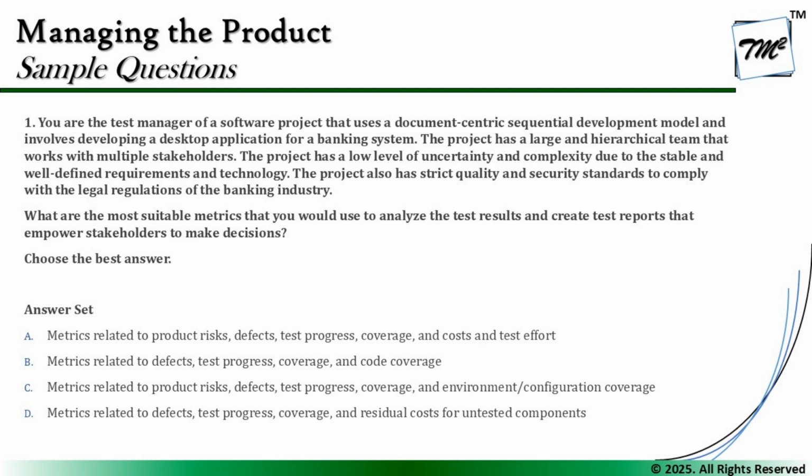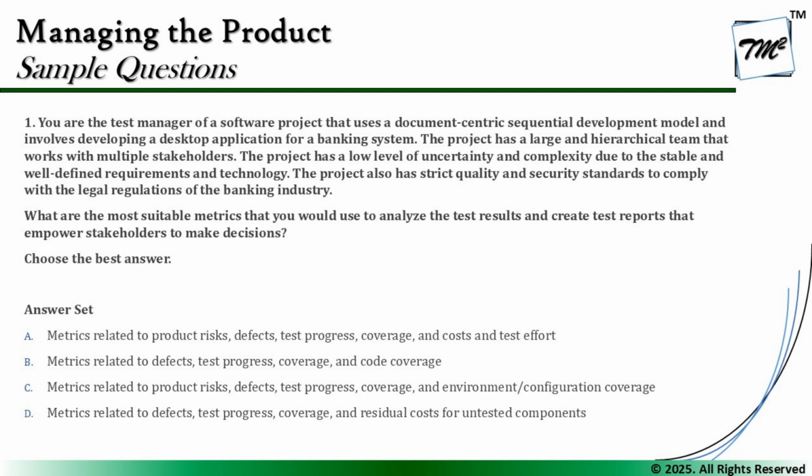Metric related to product risk, defect, test progress, coverage, and environment and configuration coverage. Again, environment and configuration coverage is not a primary dimension. And D, related to defects, progress, coverage, and residual cost for untested components.